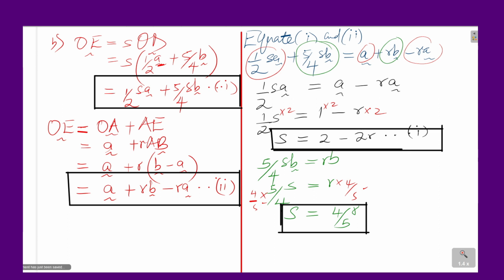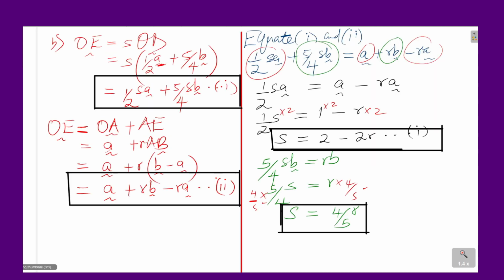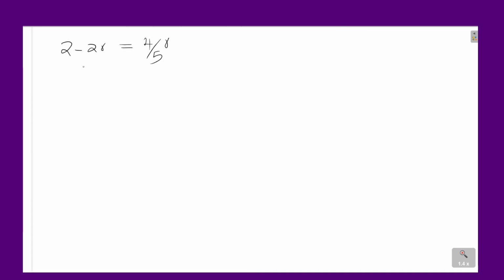So those two are values of S. Since they are expressing the same thing, again, you can equate them. The first one is expressing S. The second one is expressing S. So I can take the first value of S, which is 2 minus 2R, and equate it to the second value of S, which is 4 over 5R, because this is S and this is S. Both of them are expressing the same thing.